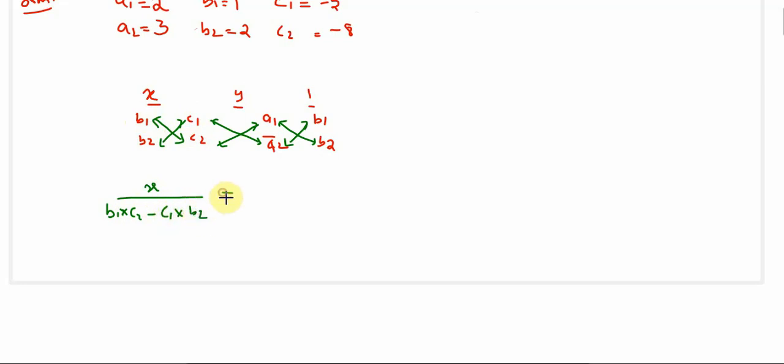Equal to, y by, now out here for y we have these two terms, right? For y we have these two other terms. Yes or no? So you cross multiply c1 into, always from the left-hand side, c1 into a2 minus a1 into c2 is equal to 1 by, for 1 we have this, this is for the constant term, so we have a1 into a2 minus b1 into b2.